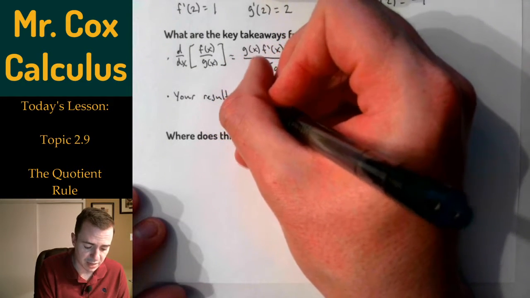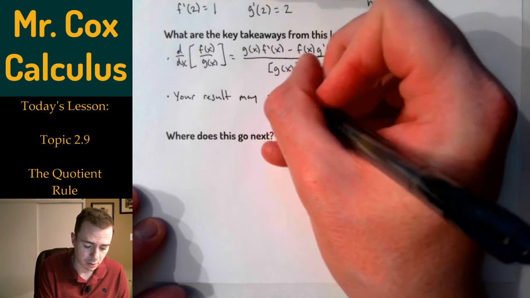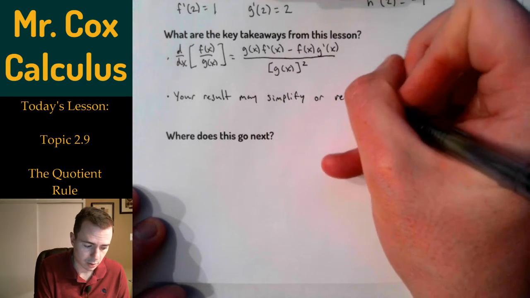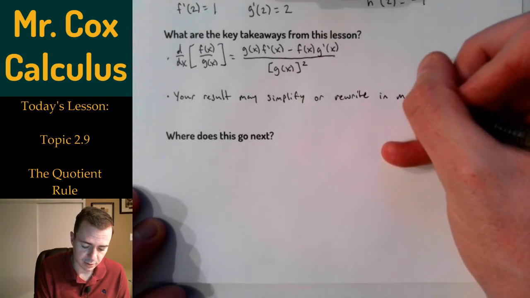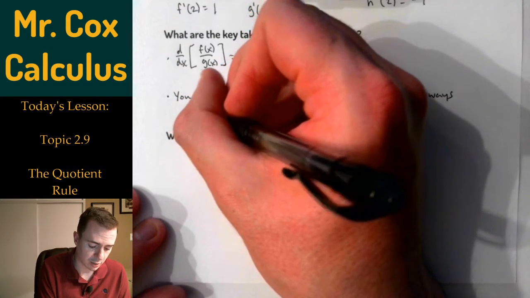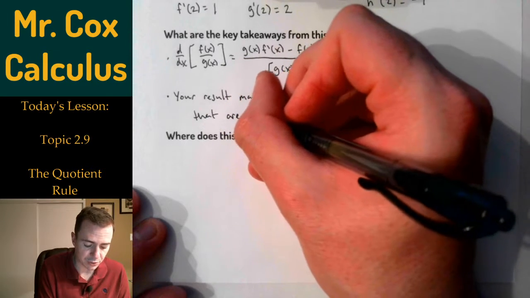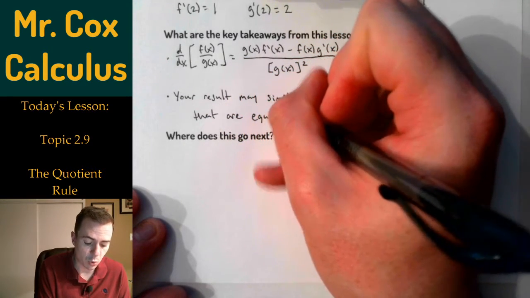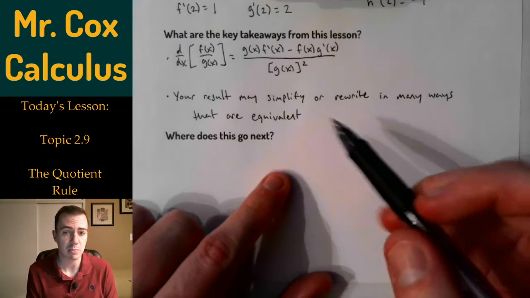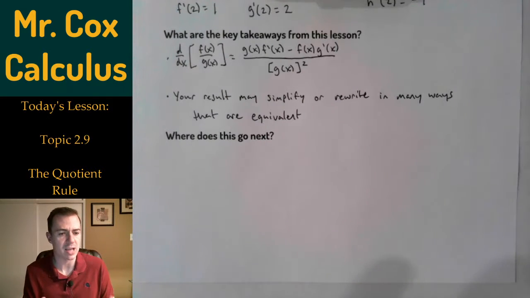Your result may simplify or rewrite in many ways that are equivalent. So just because your answer doesn't match someone else's answer or doesn't match the answer you're trying to get to doesn't mean you necessarily made a mistake. It might mean that you need to look algebraically and see, can I get this to match this particular answer to show the equivalence?